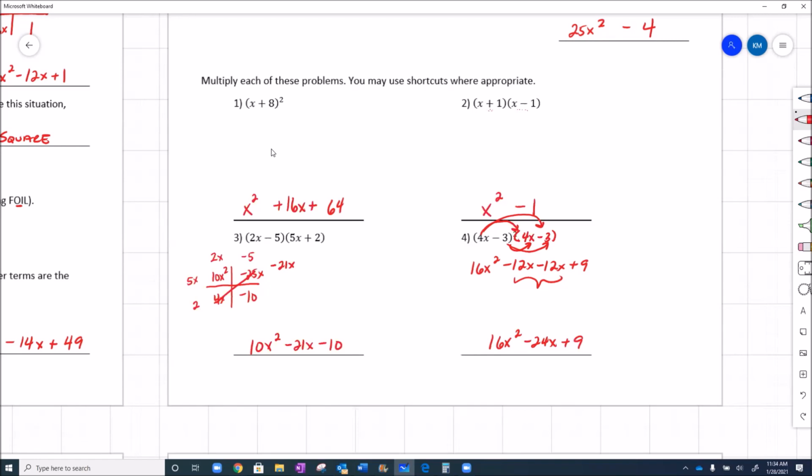And that's multiplying special cases. Remember, if you don't like the shortcuts or you don't feel comfortable with the shortcuts or you mess up with the shortcuts, you forget them, don't use them. Use the box method. Use FOIL. These methods are always going to work if you do them correctly.